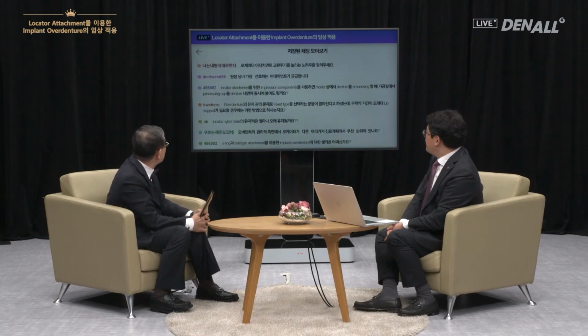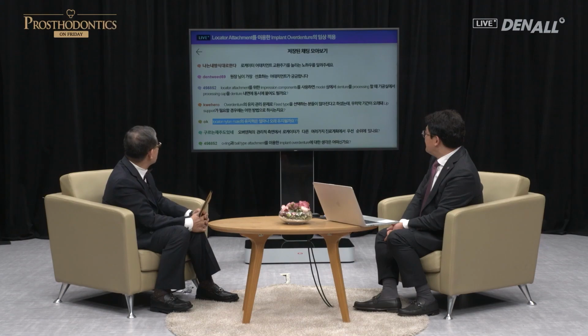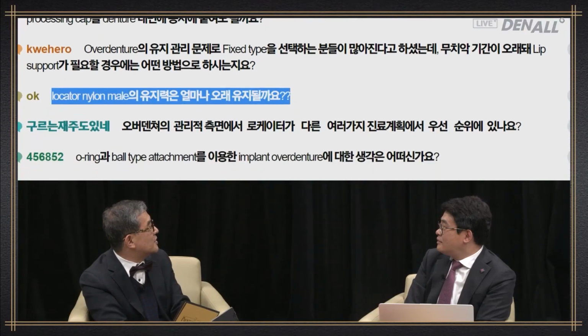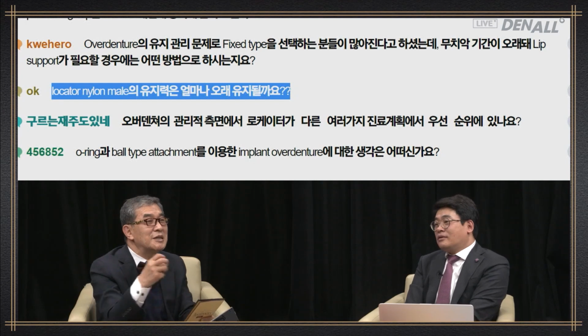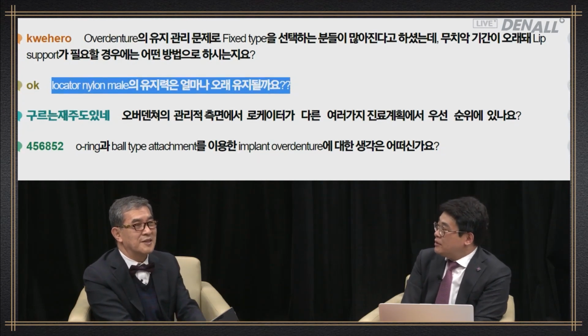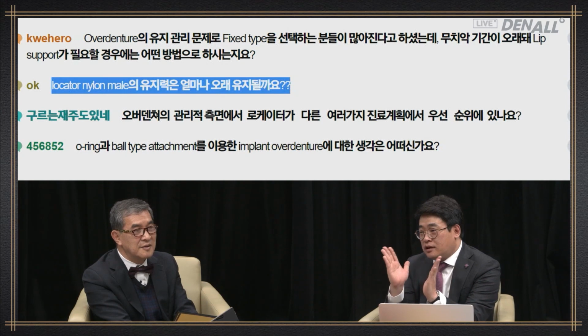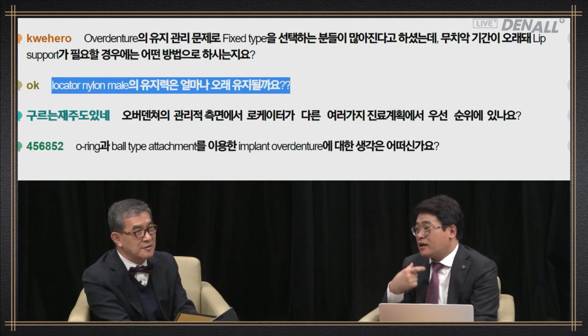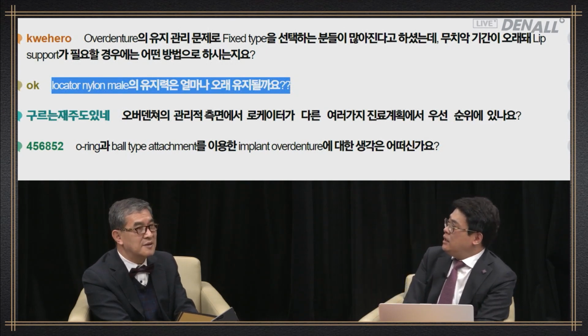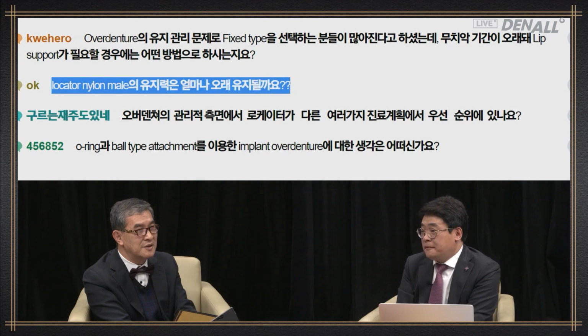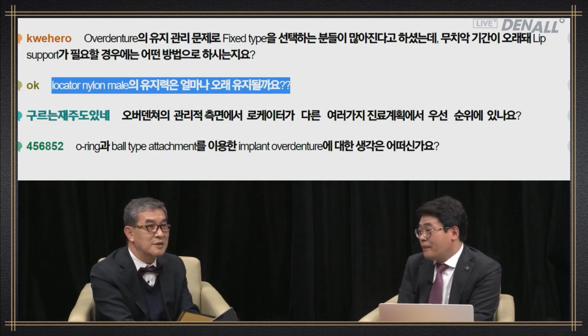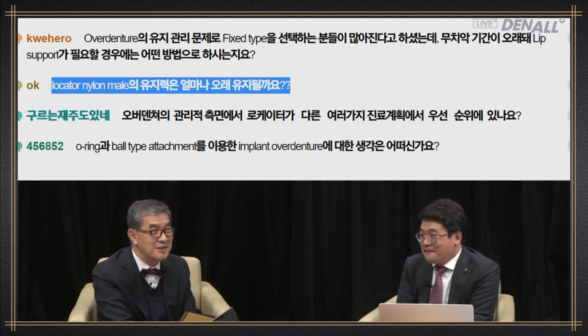The next question. How long will locator nylon nail be maintained? How often do we need to change it? I think this is in line with this question before. The variation between patients is very severe, and it also depends on implant placement, position, and the way the patient wears it. If all conditions are the same, I think it could be retained up to 1.5 years. Vendors normally recommend replacement every 6 months.